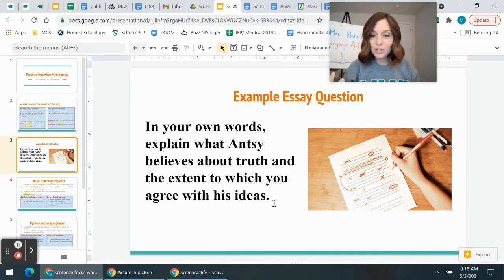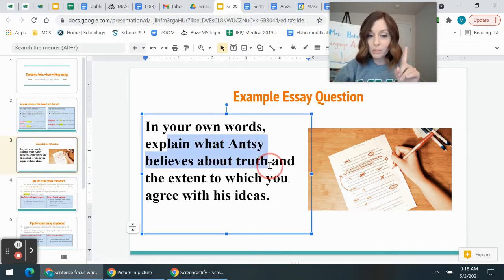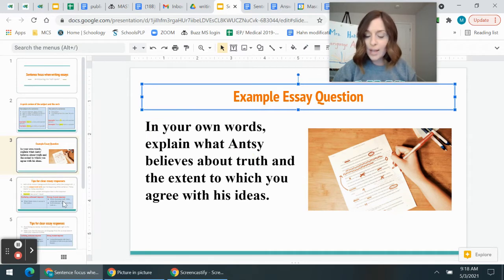So one of the first tips we think about is, oh, well, I need to restate the essay question. But this is kind of a two-parter, right? Explain what he believes about truth is part one, and two, the extent to which I agree with his ideas about truth. So let's talk about a few tips for writing a clear essay response.